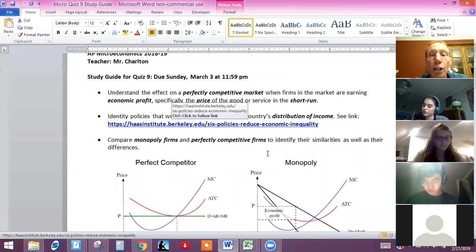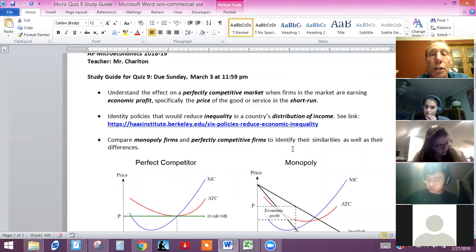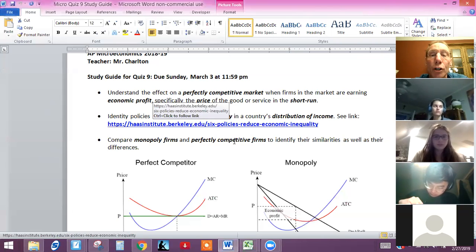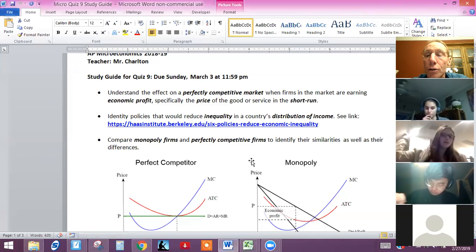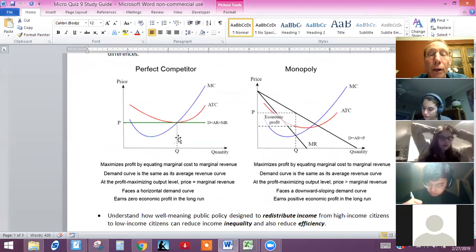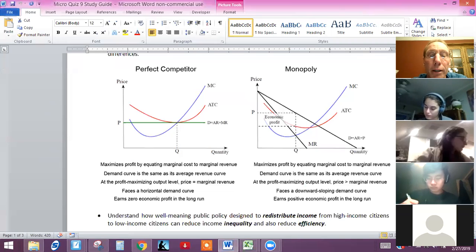Okay, this next one, I've given you a link, so I'm going to let you go there because this is more of an informational question, and you just need to know what kind of policies are going to reduce income inequality in an economy. Okay, so you can just study that on your own, and you shouldn't have any problem with that. I'm not going to go over all this because it's right here for you. So you can study this.